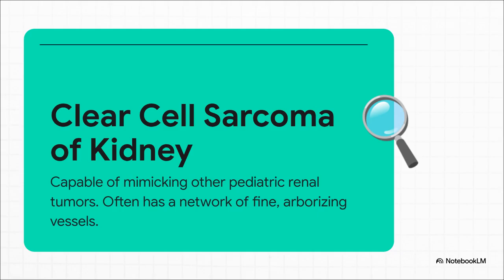Okay, now for the one we call the great mimicker, clear cell sarcoma of the kidney. This thing is a nightmare, diagnostically speaking, because its cells can look like almost anything else. But there is one huge clue to look for, its vascular pattern. You've got to look for this fine, delicate network of branching vessels, we call them arborizing, that snake between the tumor cells. If you spot that pattern, CCSK needs to jump right to the top of your list.